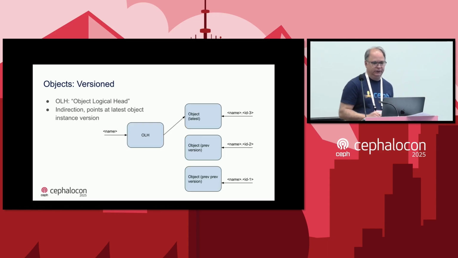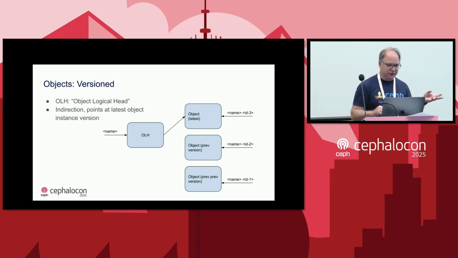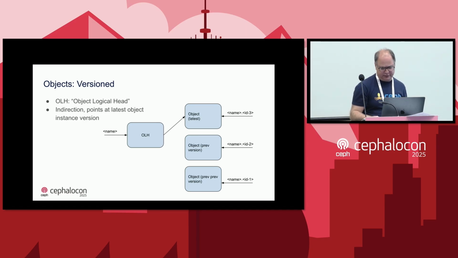In versioned objects, you have an indirection, which we call an OLH, object logical head. The OLH points at the latest version of the object. The object might be named foo.xyz, then the OLH will say, okay, that's where you need to go now. So basically, like a link, like a soft link.